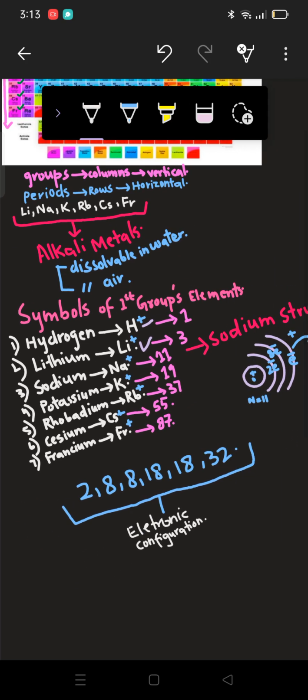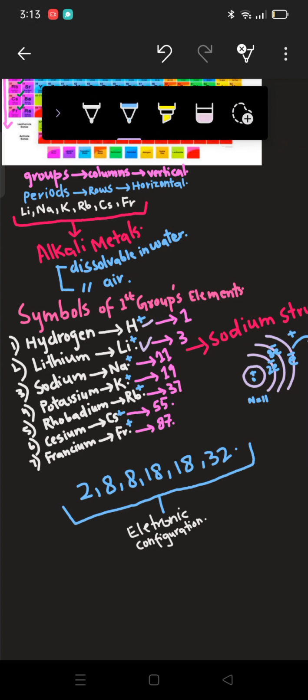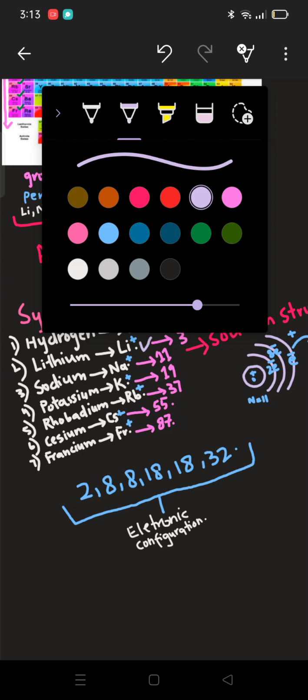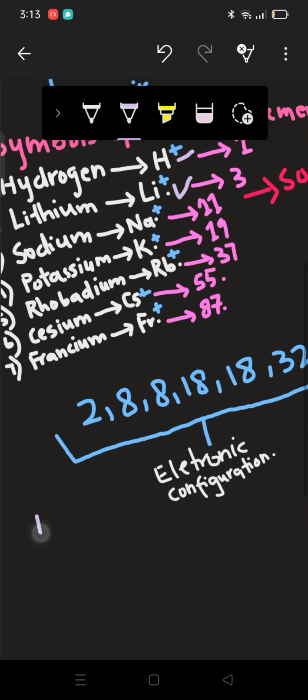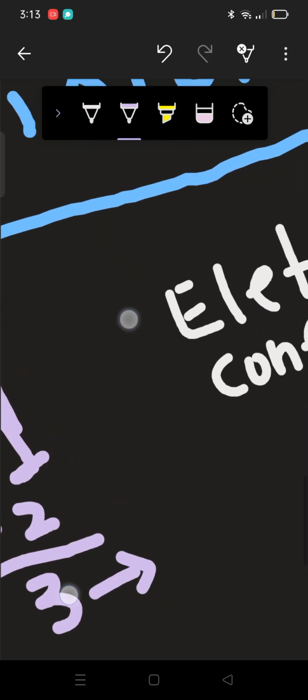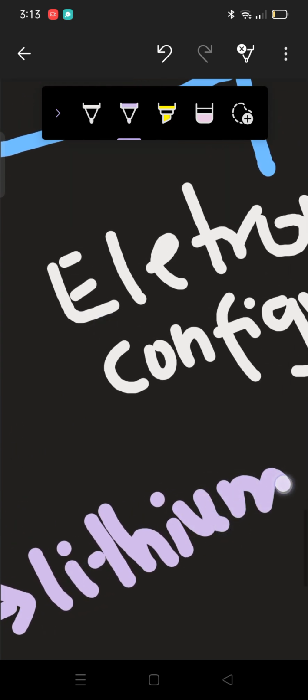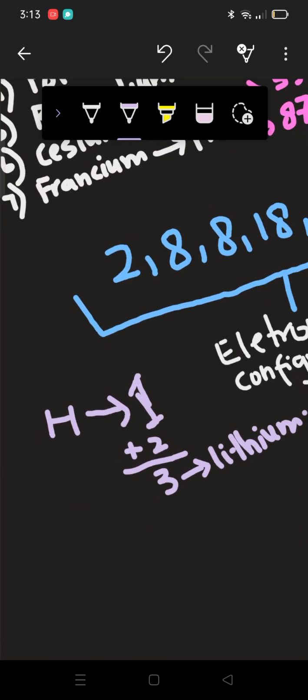Alright, so now if hydrogen's atomic number is 1, wait, let me write it down too. If hydrogen's atomic number is 1, then we have to add 2 with it. Like 2 will be added with it. 2 we have to plus, then we'll get 3. And 3 is the atomic number of lithium. Now we have added this 2 with 1, that is 3, and 3 is the atomic number of lithium.